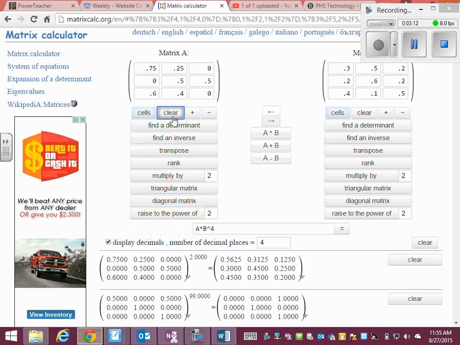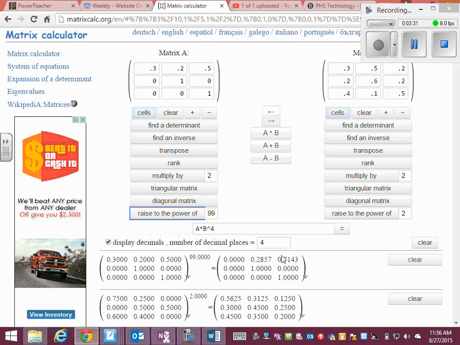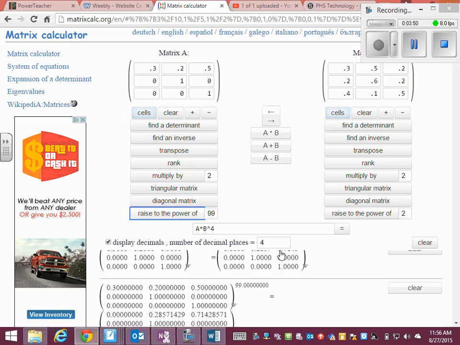Long-range probability. We'll take it out to some high power. 99 usually works well, so I'll do the 99th power. And I get something that looks like this. It'd be nice if I changed those to fractions. I don't really care about that all that much. I believe that's 2/7 maybe. But anyway, I don't totally care about the fraction for right now.